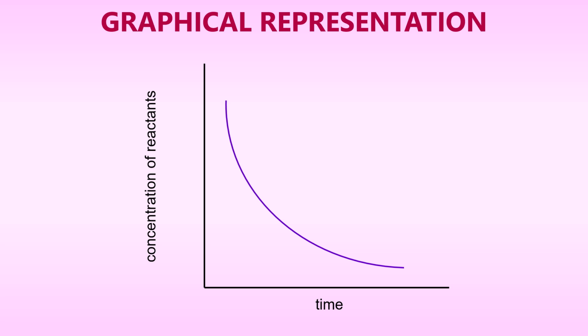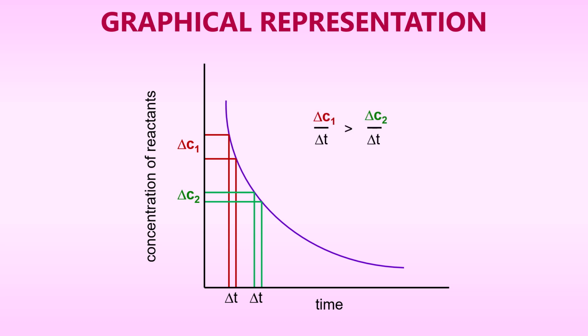From the graph, we can clearly observe that delta C1 divided by delta T is greater than delta C2 divided by delta T. This means that the change in concentration during the initial stages of the reaction, delta C1, over the same time interval delta T is greater than the change in concentration during the later stage of the reaction, that is delta C2. The reason is simple. As time goes on, the concentration of reactant molecules becomes lower, leading to fewer collisions and therefore a slower reaction rate.